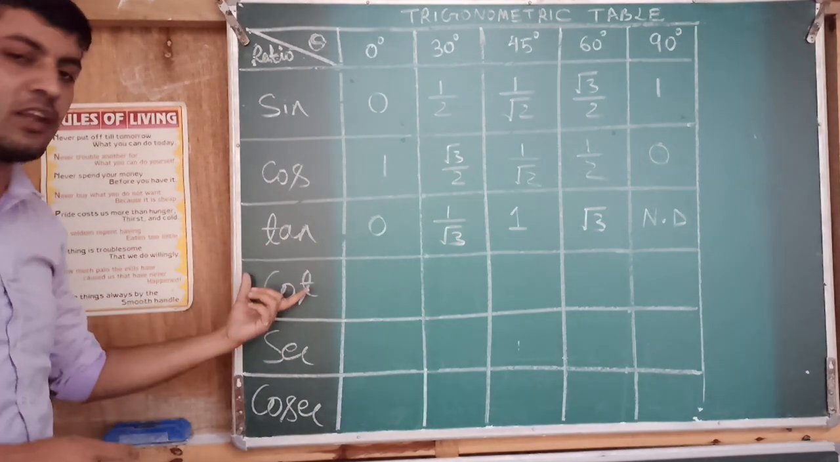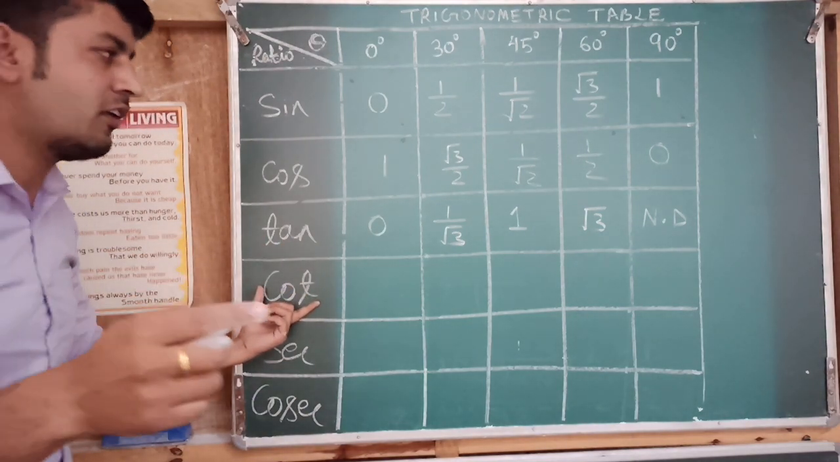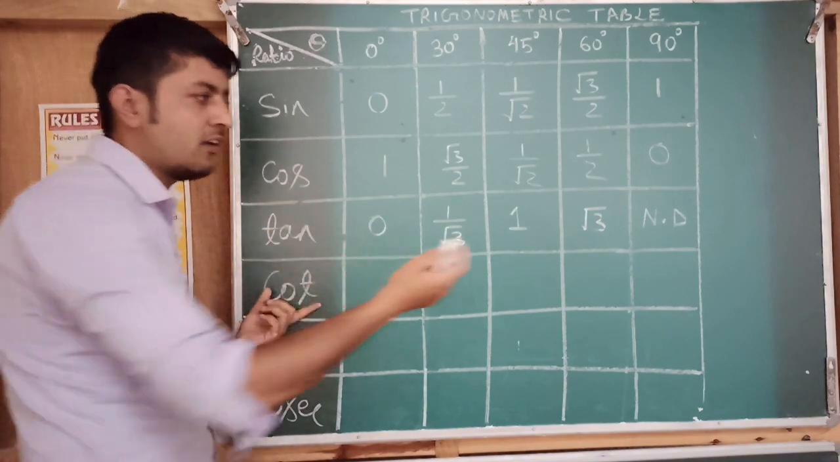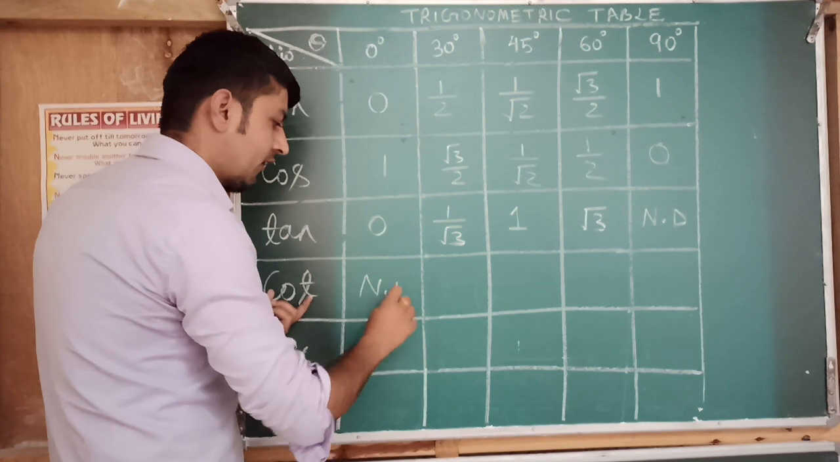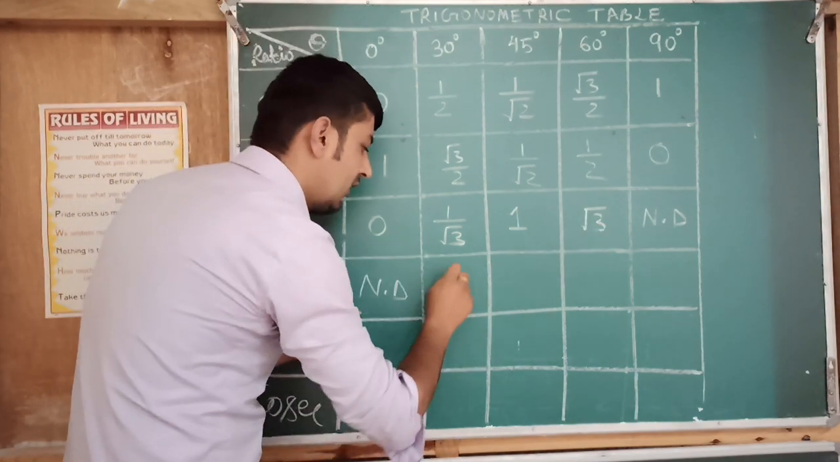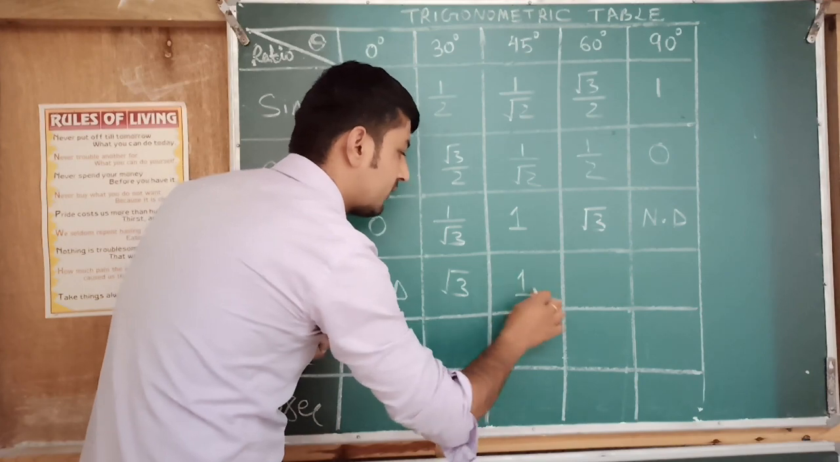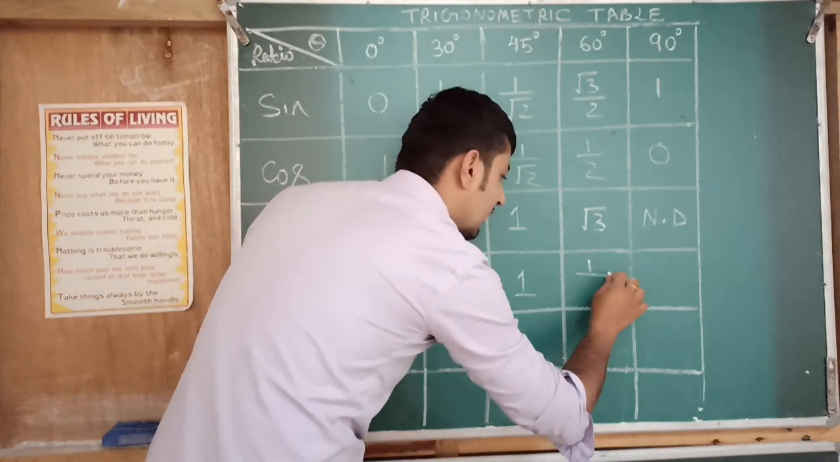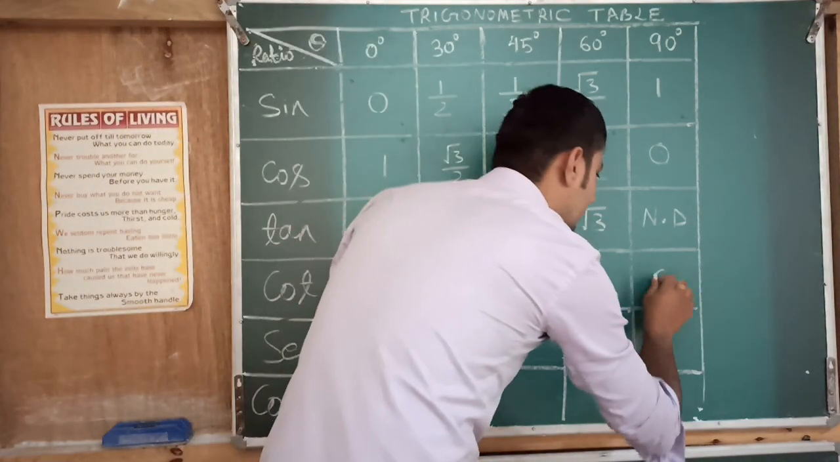Now we'll be going to the next, cot theta. How to write down the values for your cot theta? Again, use the same pattern. This value you bring it here, so not defined. This value you bring it here, root 3. This value will be 1. This value you bring it here, 1 by root 3. And this value you bring it here, 0.